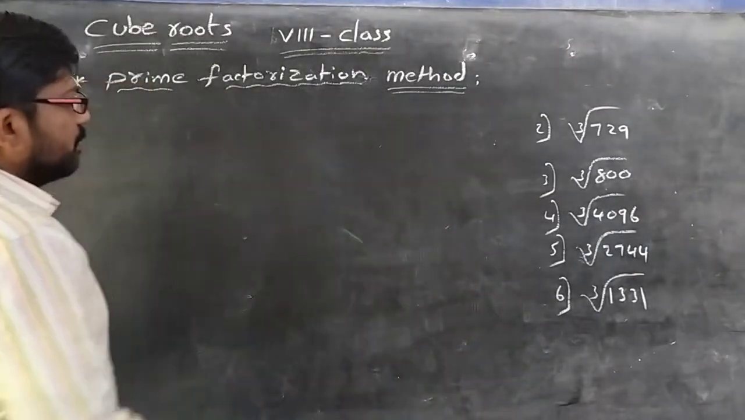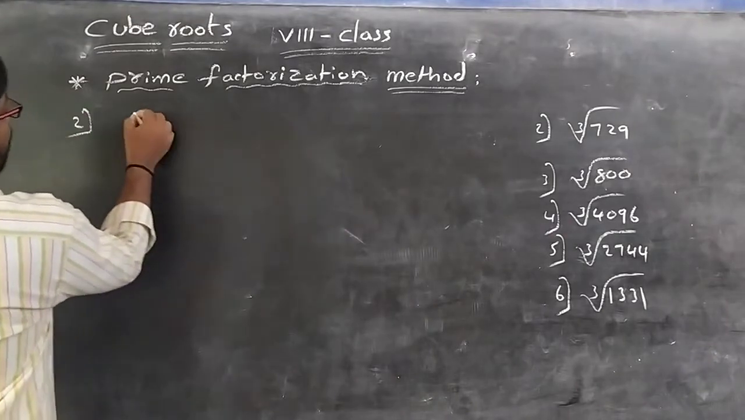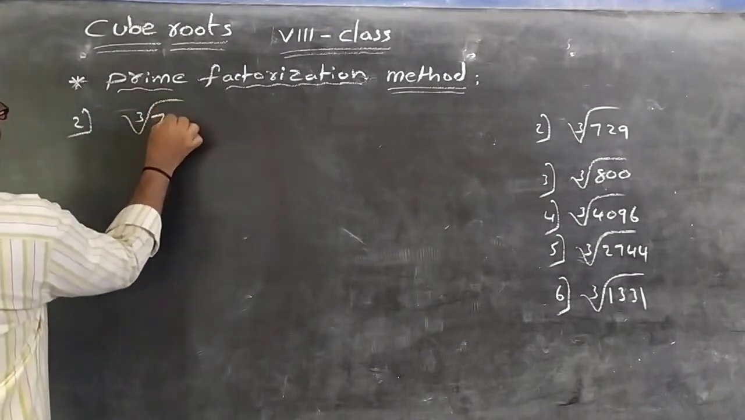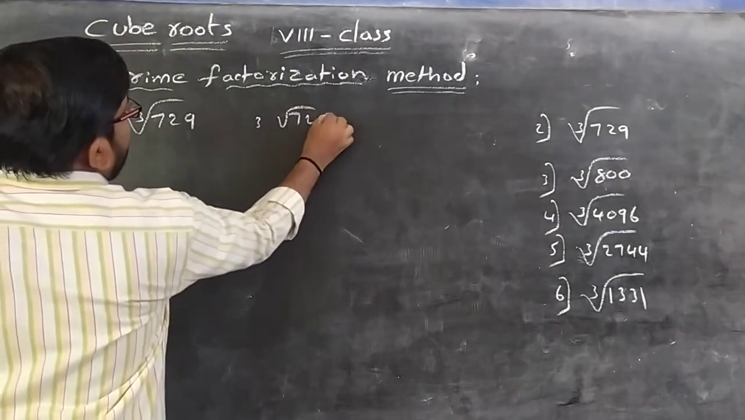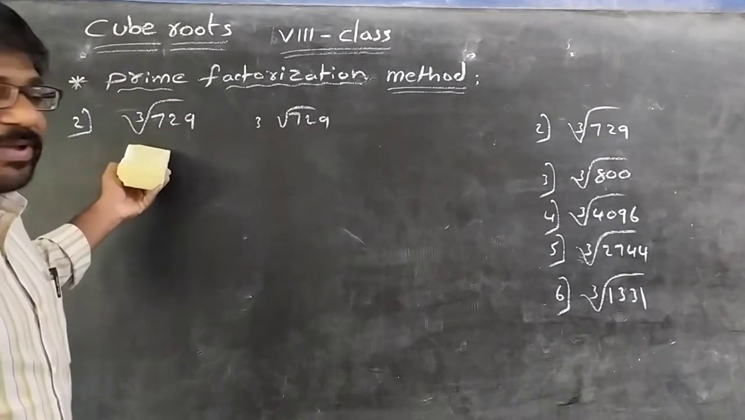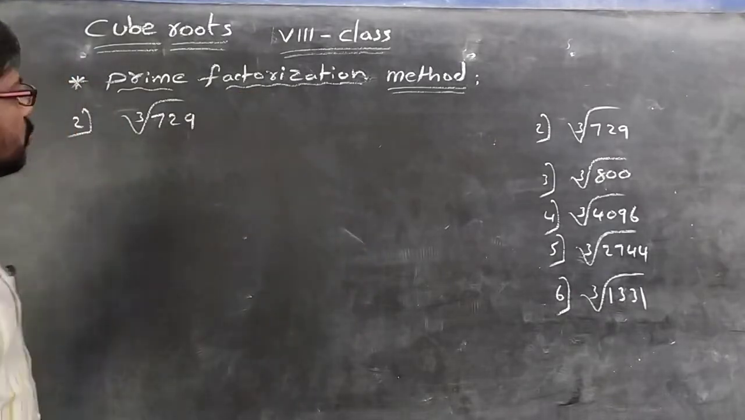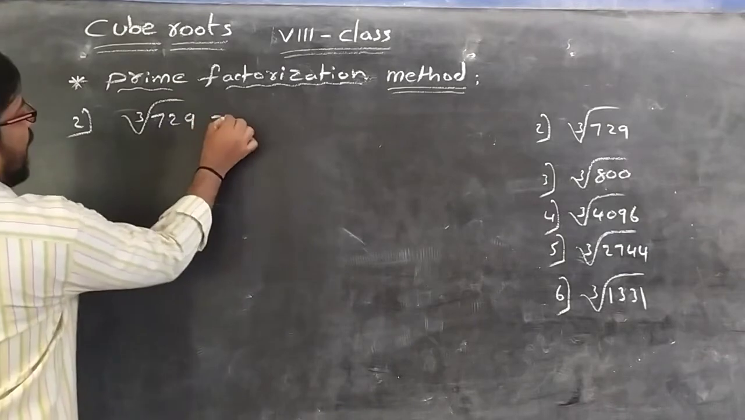So take the second problem. Cube root of 729. Don't write it like 3 root of 729. It is different from this. It is the cube root of 729. Writing it as 3 root 729 is wrong, so this is the correct form. Cube root of 729 is equal to dash.